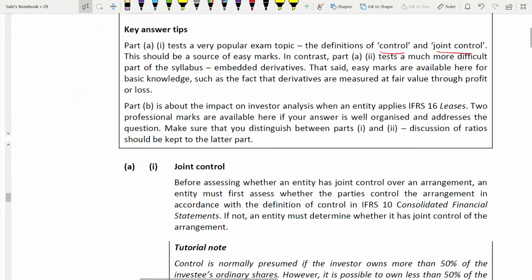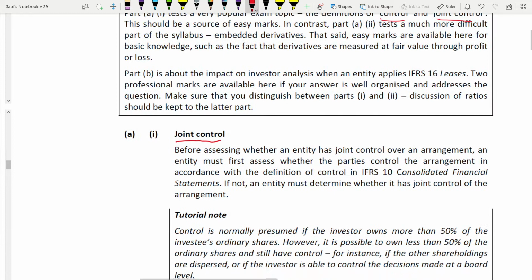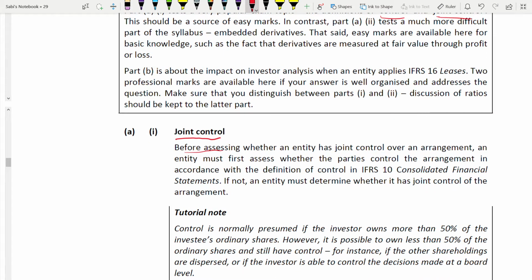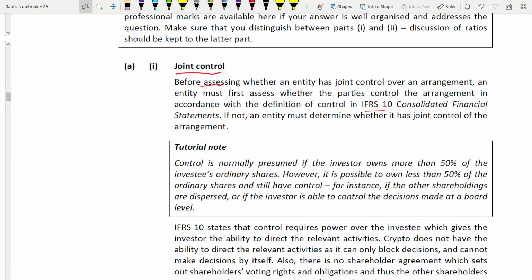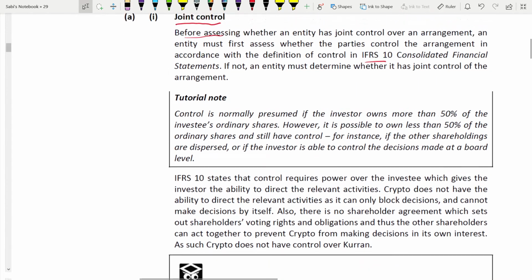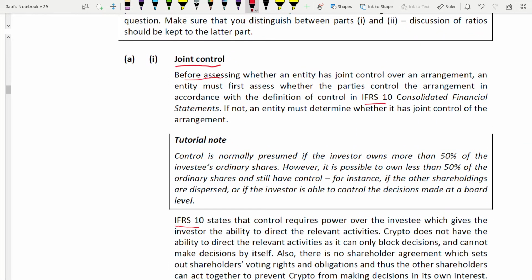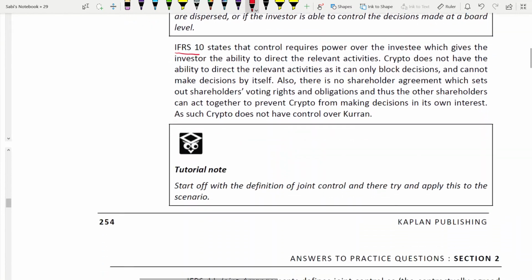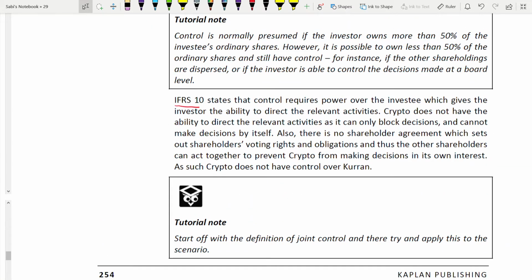You see, you need to use a subheading also when you're using different paragraphs. So this is about joint control. So before you assess, you have to go through IFRS 10. That's the first step. Okay. Now, so the second paragraph is what? Here we are talking about IFRS 10. What are we talking about in IFRS 10? That we are stating what is the control under IFRS 10.